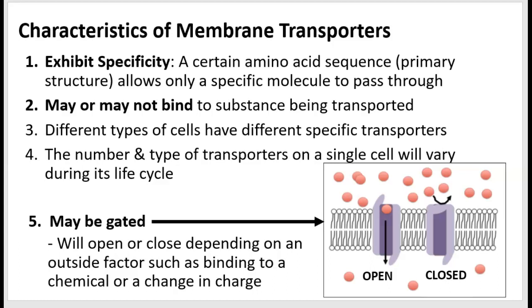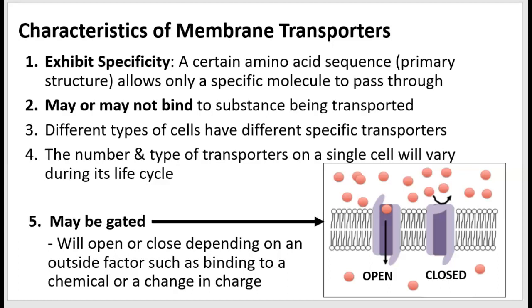That membrane transporter may or may not bind to the substance being transported. It varies, and we'll look at two types, binding and not binding. And then different cells in your body have different transporters. So not every cell in your body will transport the same substance. For example, your liver takes up glucose to store it. Your skeletal muscles prefer glucose. Your brain prefers glucose. Now, there are other transporters for glucose than just one. And so those organs are going to have multiple different types of glucose transporters, but not all of the cells in your body will.